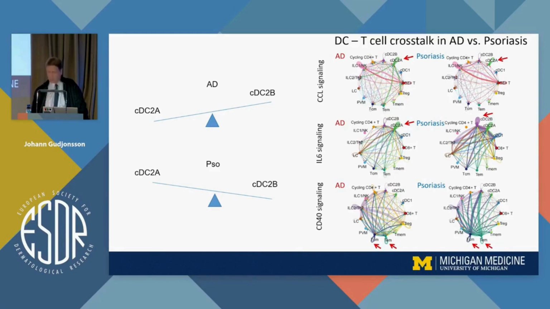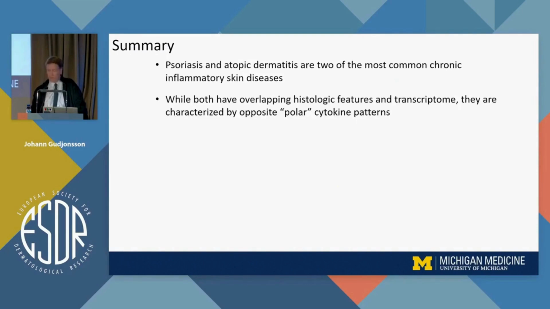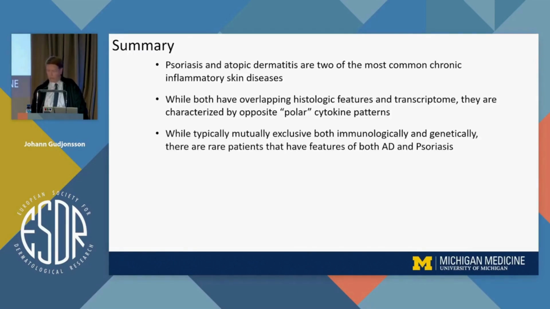And we think that this is one of the reasons why you're seeing these different polarization patterns in these two diseases, and also where you can have the switch between the two in these paradoxical type reactions. So just to briefly summarize, psoriasis and atopic dermatitis are two of the most common chronic inflammatory skin diseases. Both have overlapping histologic features and transcriptome, but they're characterized by opposite polar cytokine patterns.